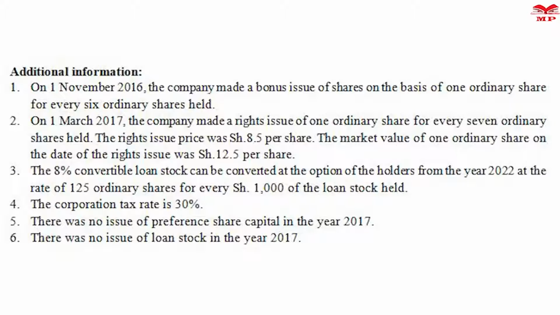Number 3 and 4 will help us to compute the diluted earnings per share. But for the sake of the basic earnings per share, which is part A and B, and even part C, we are able to answer that. Then we talk about it later.